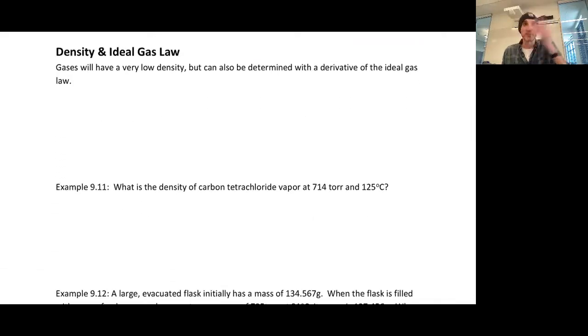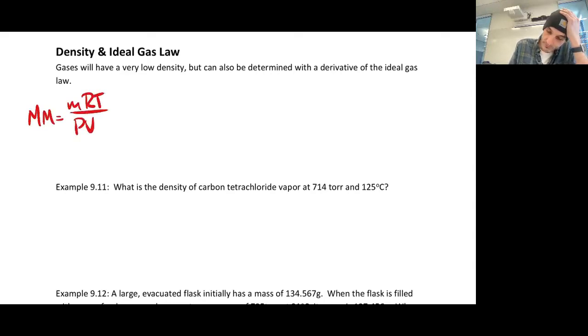Good. So now let's take a look at that same exact equation and rearrange it again, or think about it in another form. I have molar mass is equal to mass times RT all over PV.